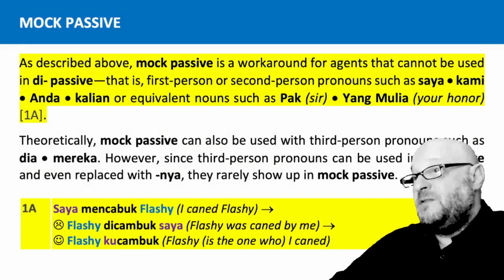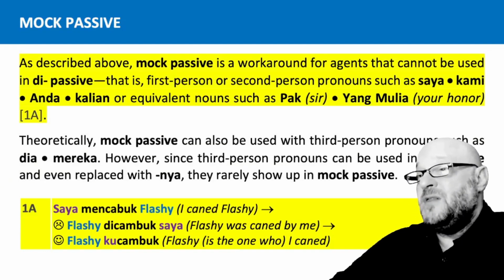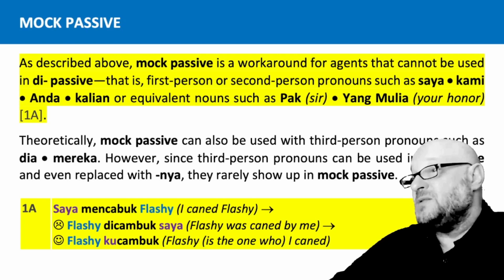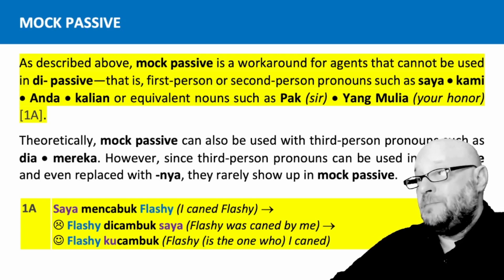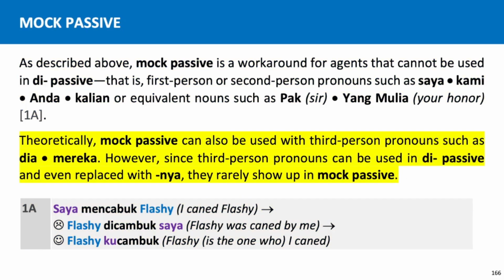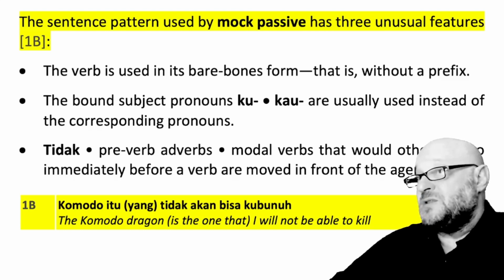Mock passive. Mock passive is a workaround for agents that cannot be used in di-passive, that is, first person or second person pronouns, such as saya, kami, Anda, kalian, or equivalent nouns, such as Pak or Yang Mulia. Theoretically, mock passive can also be used with third person pronouns, such as dia, mereka. However, since third-person pronouns can be used in di-passive and even replaced with -nya, they rarely show up in mock passive. The sentence pattern used by mock passive has 3 unusual features.